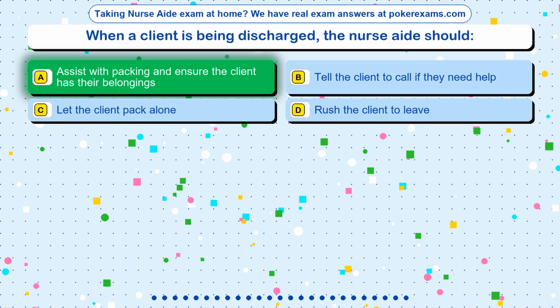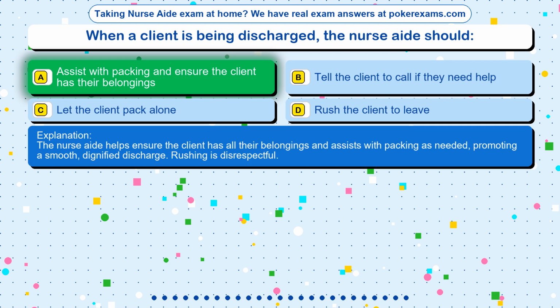The correct answer is option A. Assist with packing and ensure the client has their belongings. The nurse aide helps ensure the client has all their belongings and assists with packing as needed, promoting a smooth, dignified discharge. Rushing is disrespectful.